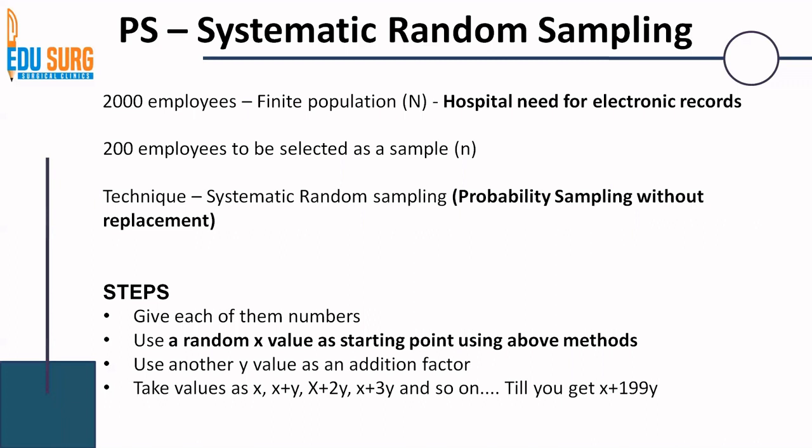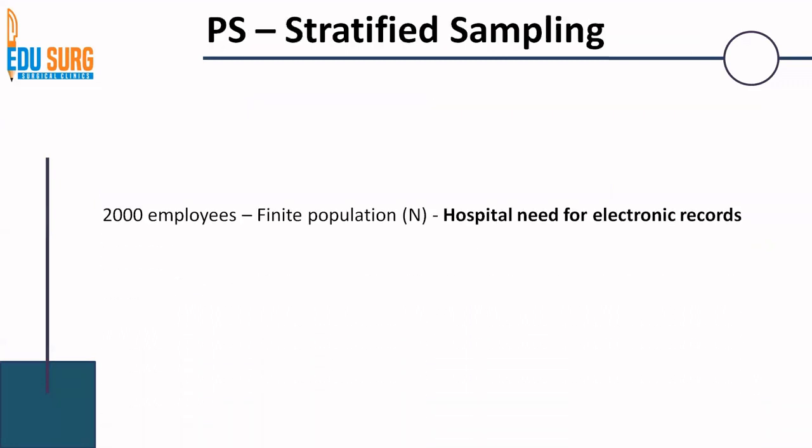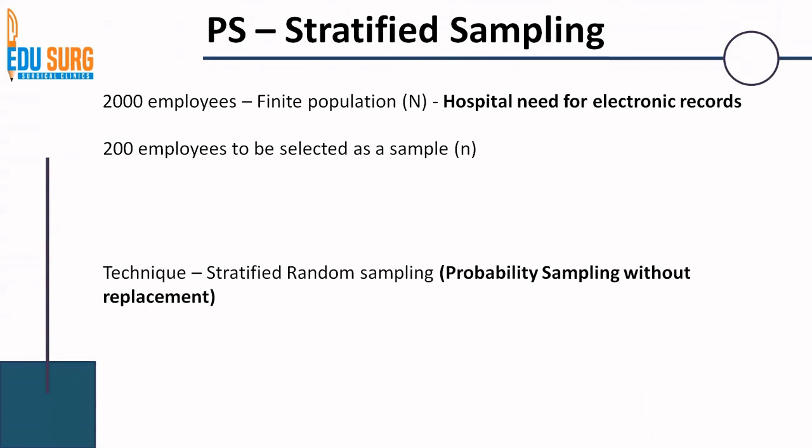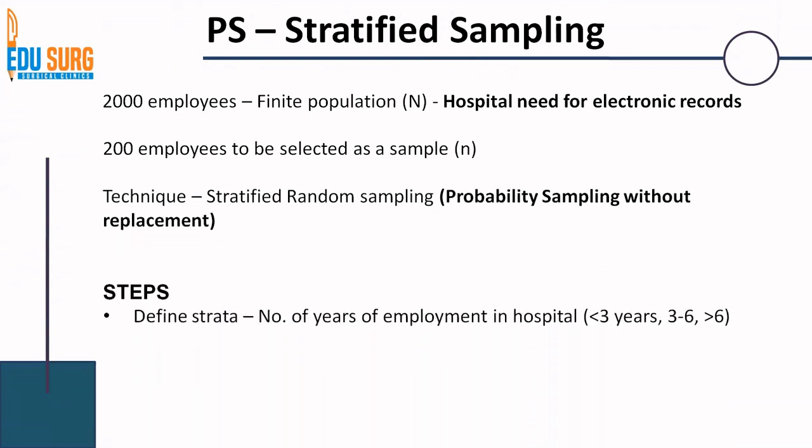You select a random x, you select a random y, and then you continue doing your x plus y, x plus 2y up to x plus 199y. Now going into stratified sampling, right? So there is again the same question. Technique is stratified random sampling without replacement.